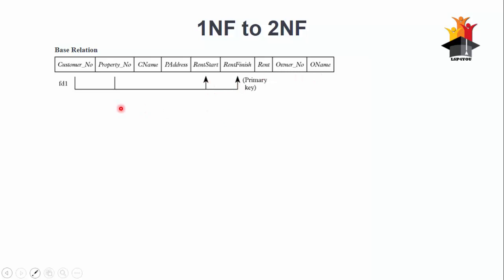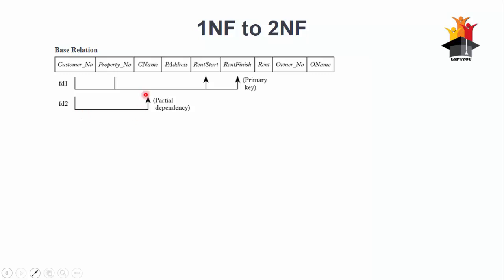So here, to identify the property rented by a particular customer, the key attribute is the combination of customer number and property number. Then only we can identify from which date to which date a particular property is rented by a particular customer. So the key attribute is a combination of customer number and property number, which determines the rent start and rent finish. But we can identify the customer name has a partial dependency because the customer name is dependent on the customer number, part of the key attribute. So we can say that a partial dependency is existing in this relation.